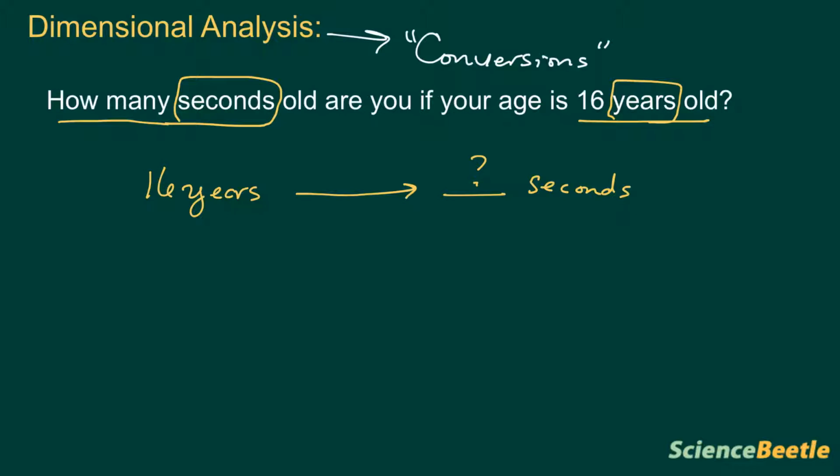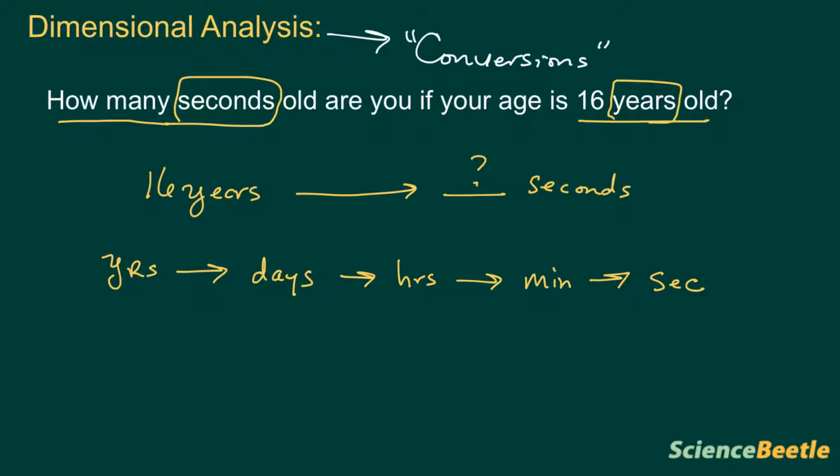Well, the steps involved are, first, we need to convert from years, which I'll abbreviate as YRS, into days. And then once I know the day number, I need to take a day and convert that to hours. And once I know the hours, convert that over to minutes. And once I know the number of minutes, I should be able to convert that over to the number of seconds. And so this is going to involve a certain number of conversion factors.